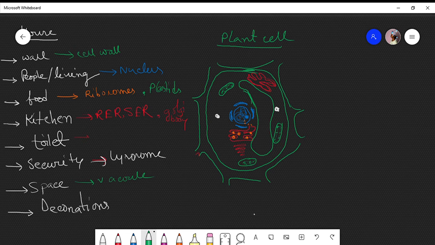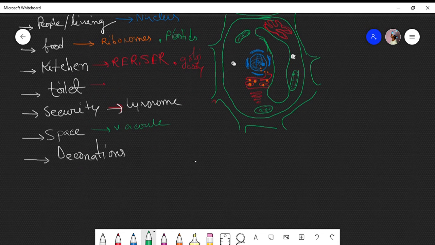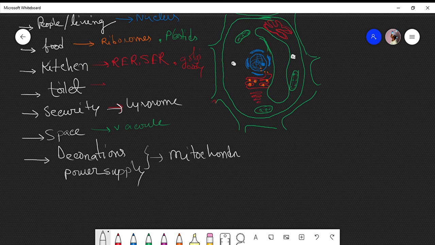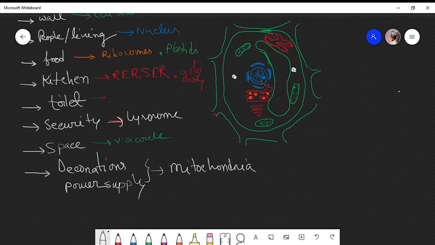That was decorations. Oh, I forgot one thing, sorry. For decorations we use lightings, okay? For decorations we need lightings, and for lightings we need the power supply to light the lights. All of these are done by the mitochondria. That's the powerhouse, it works as a powerhouse.